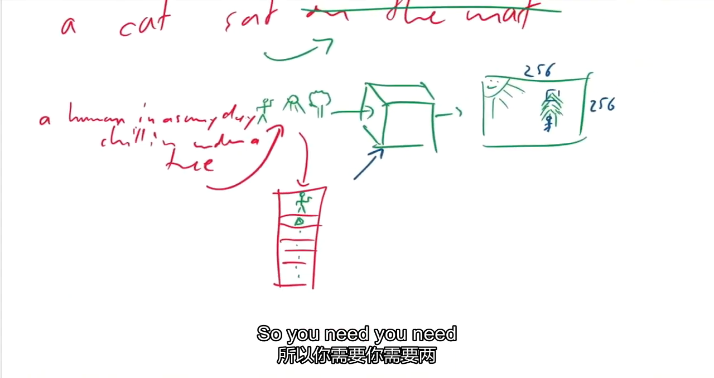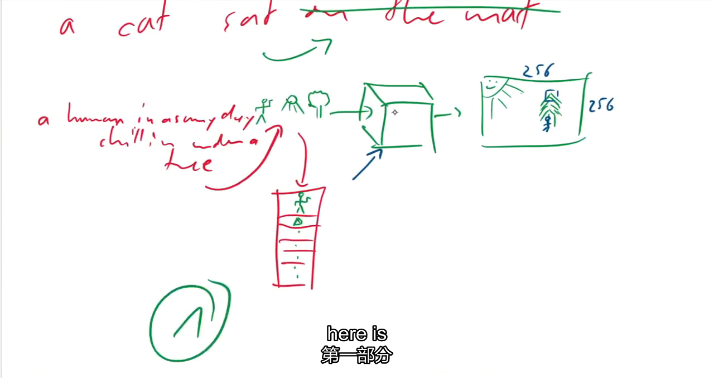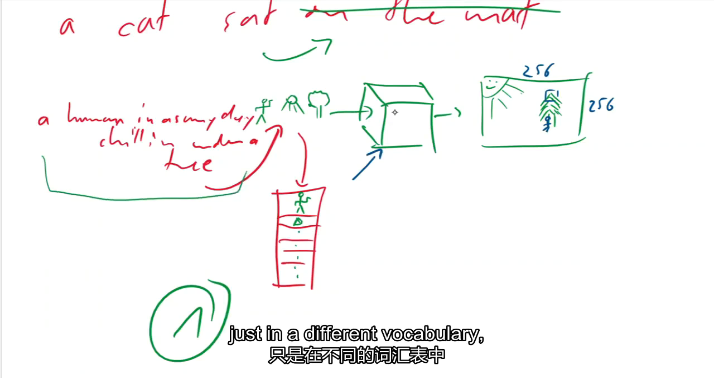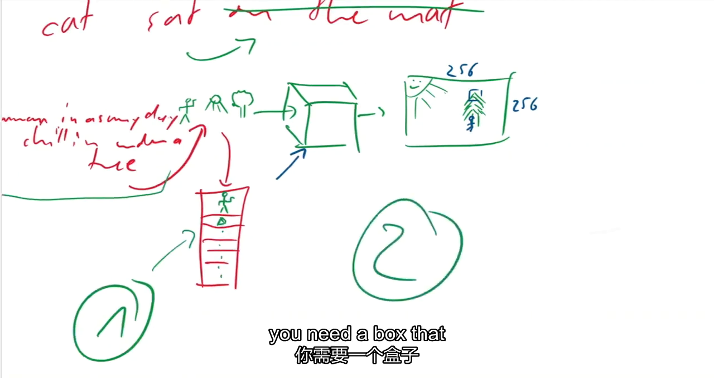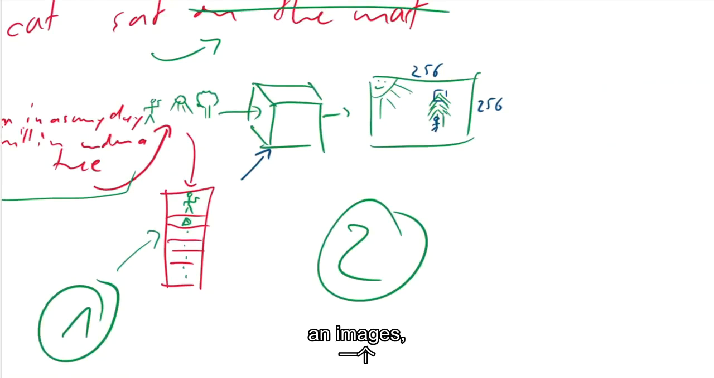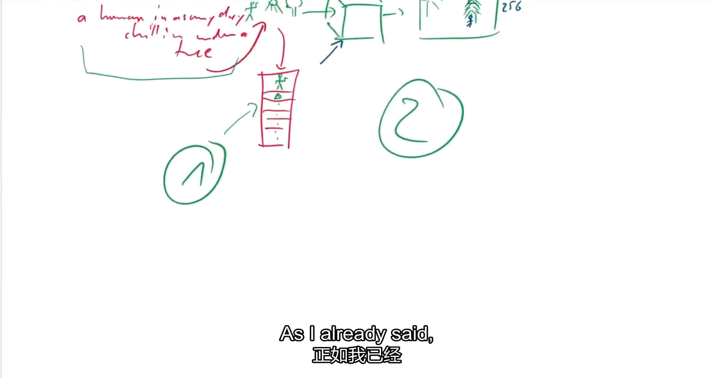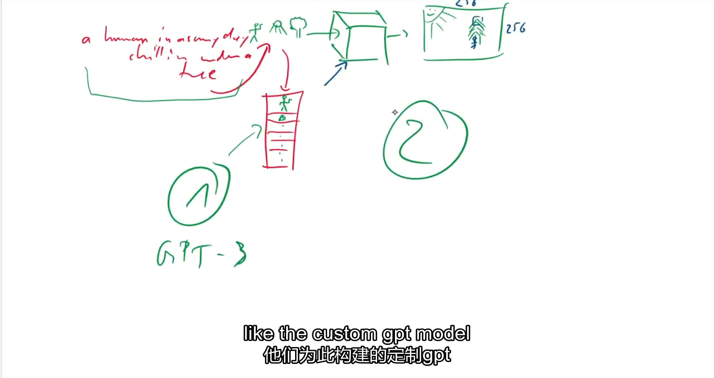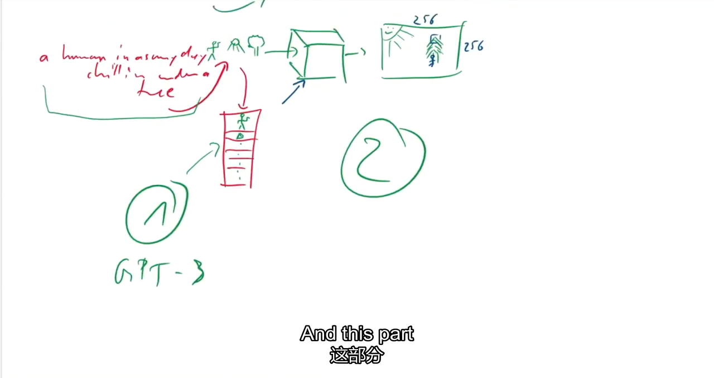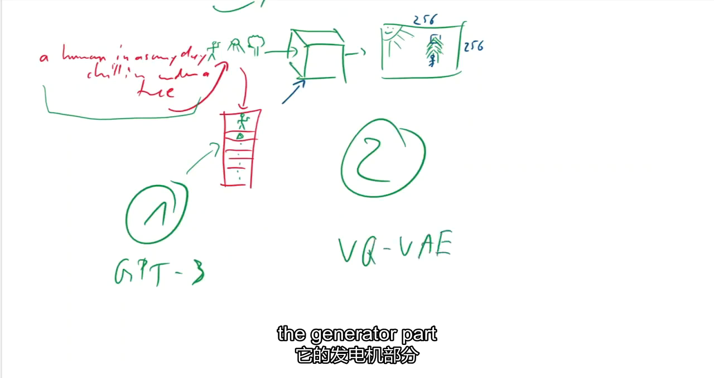So you need two parts. The first part is a transformer language model, a GPT-3 thing that can input a sequence of text and output a sequence of text which is just in a different vocabulary, namely this picture vocabulary. Then in step 2, you need a box that takes in this picture vocabulary and actually produces an image. As I already said, the first part is taken over by GPT-3, like the custom GPT model they built for this, and this part is taken over by something like a VQ-VAE, the generator part of it.